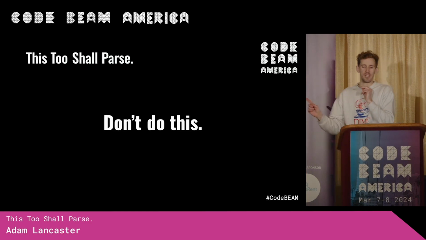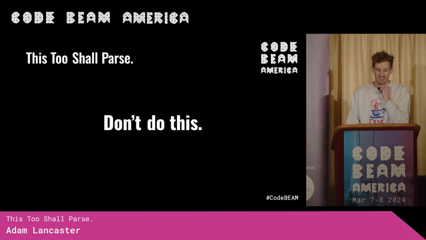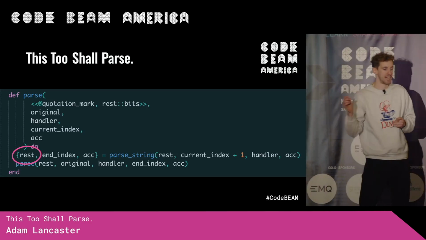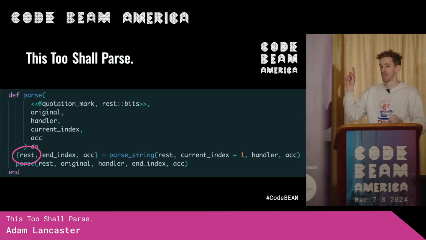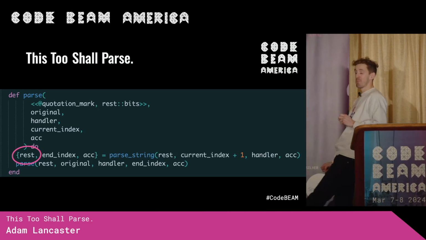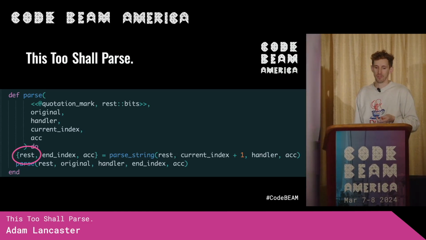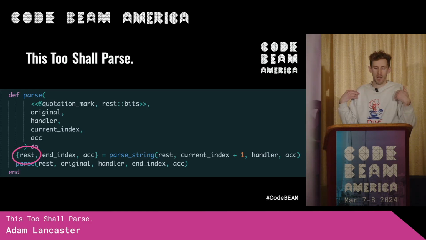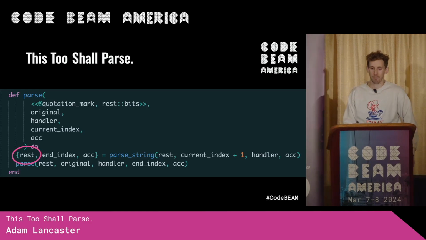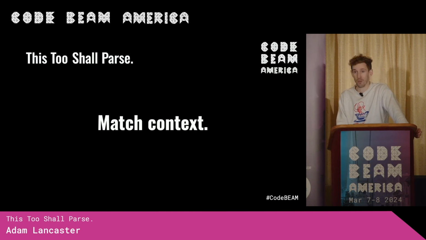So don't do this. And there's a really big reason why this is not a good idea. And it's the fact that we returned a string from that nested function there. It's a bit of a gotcha, if you ask me, because I had always heard that pattern matching, binary pattern matching was kind of quick. But there's problems with it. And the big issue is the match context.